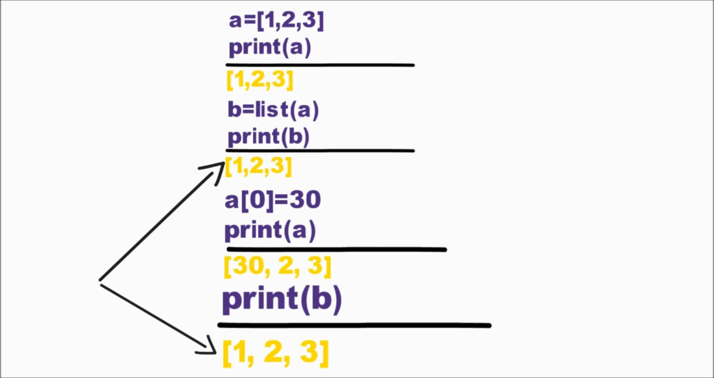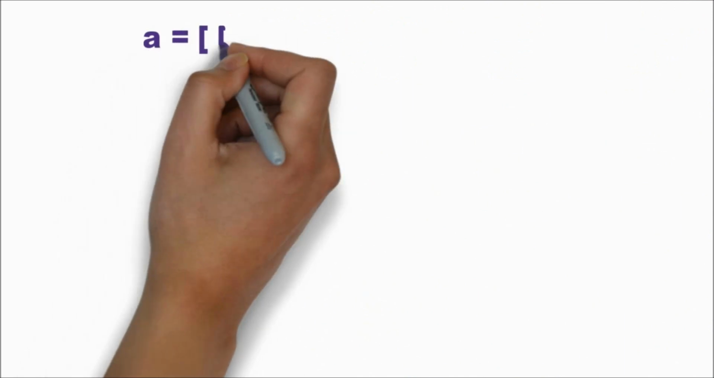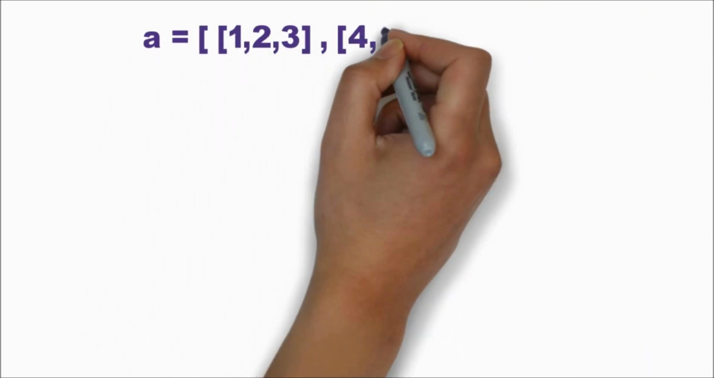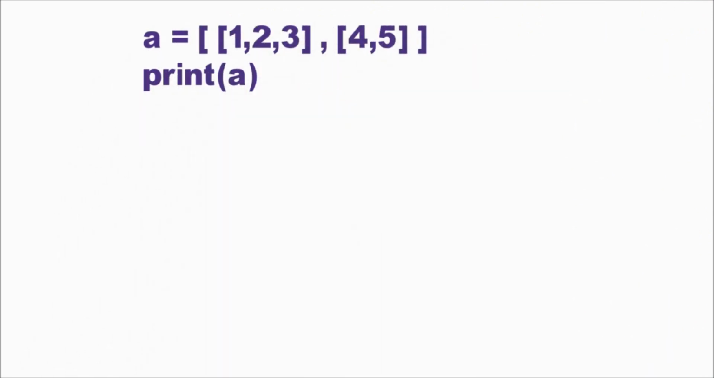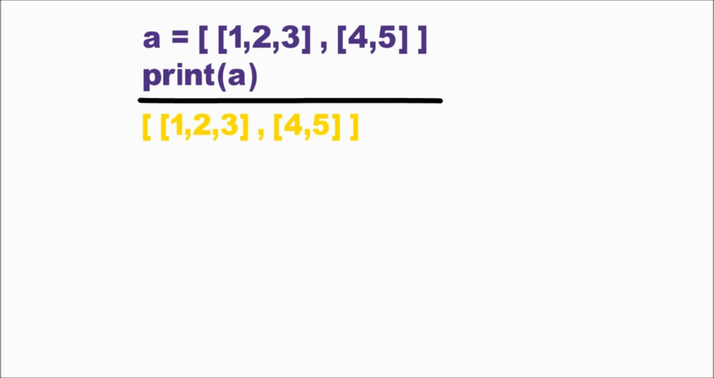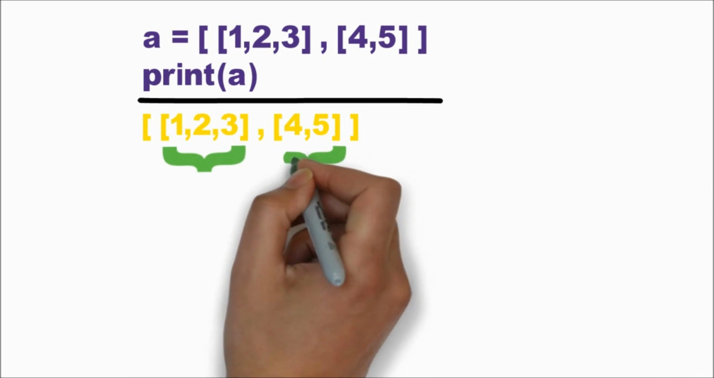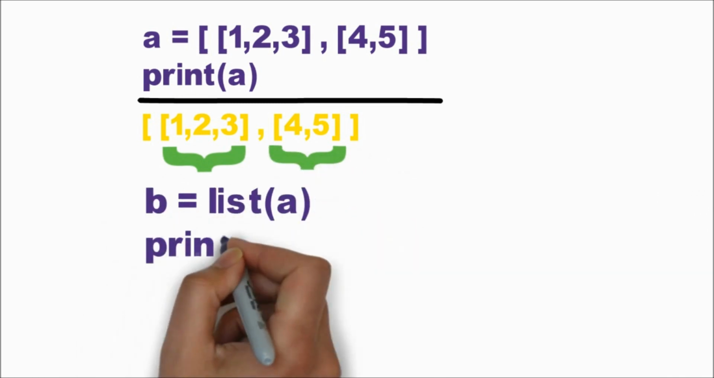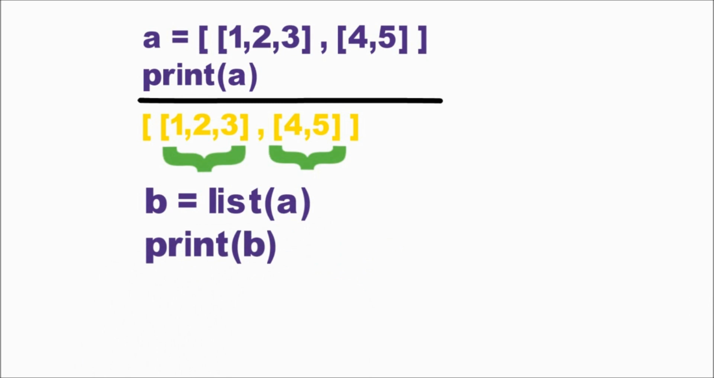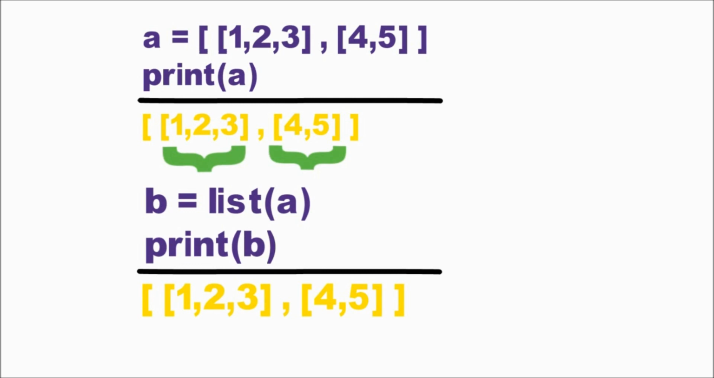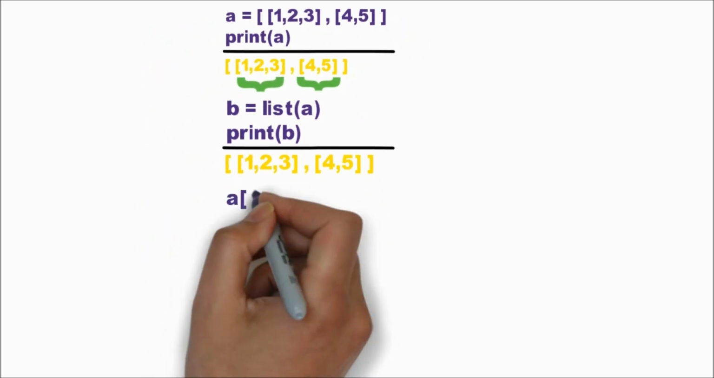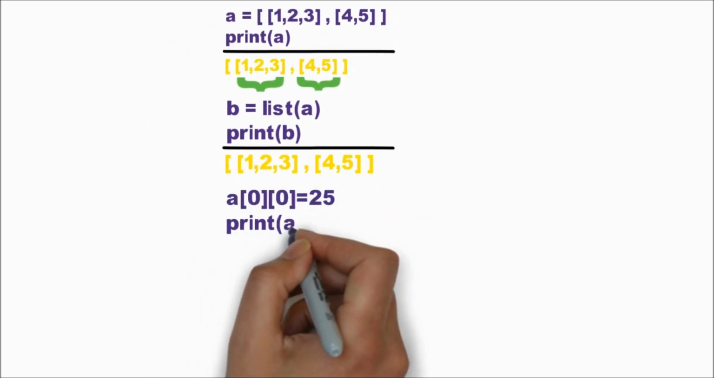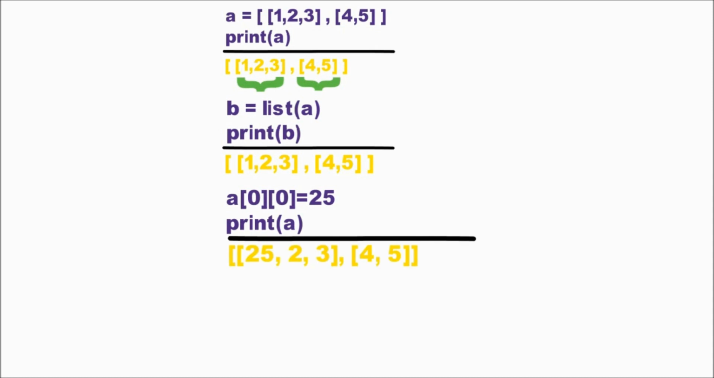Let's assume we have a list of lists. Let's create one. a equal to 1, 2, 3 is one list and 4, 5 is another list. a is basically having two lists inside the main list. So let's copy this list to b using b equal to list of a. Now let's try to change a value of the first inner list by writing a of 0, 0 equal to 25.